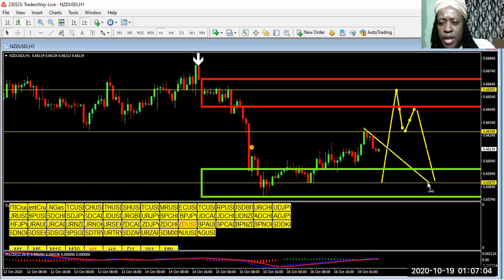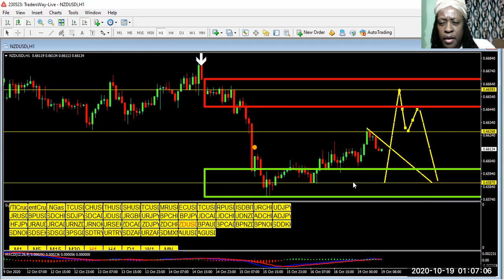Right now I'm expecting price to come down to this area here and then rise back up to this point, right? And then as it comes back down to this area right here, test this area again, push back up and then drop. That's my anticipation for this pair, NZD USD. This is a good one as well. So my pending order will go here.